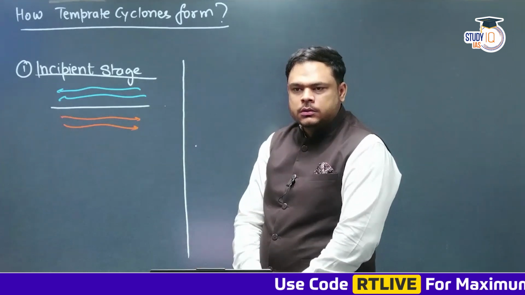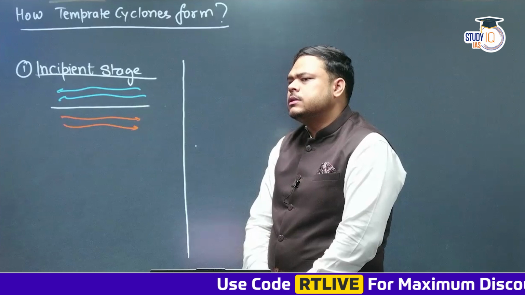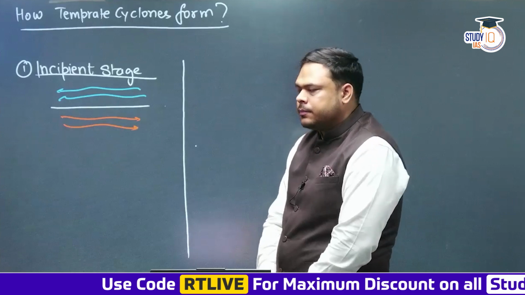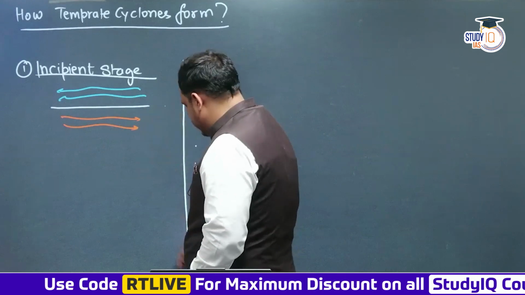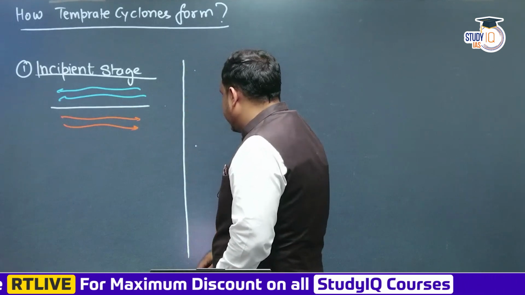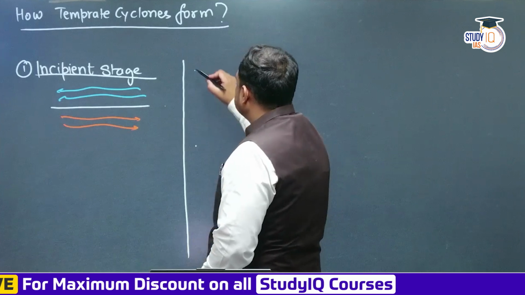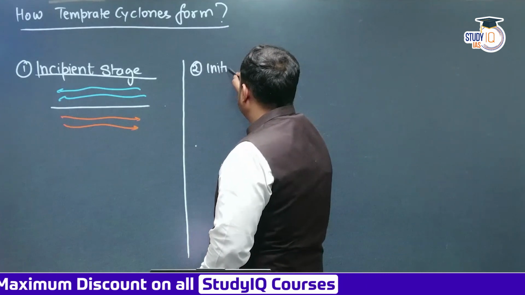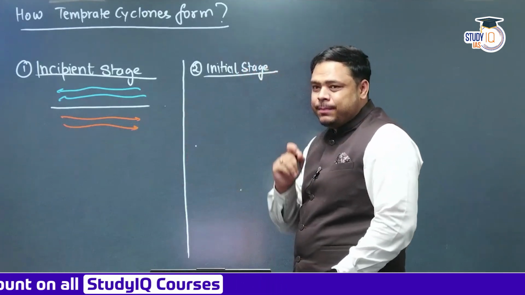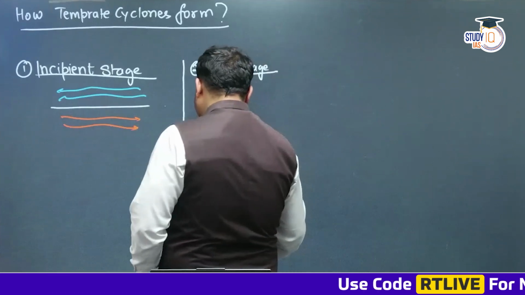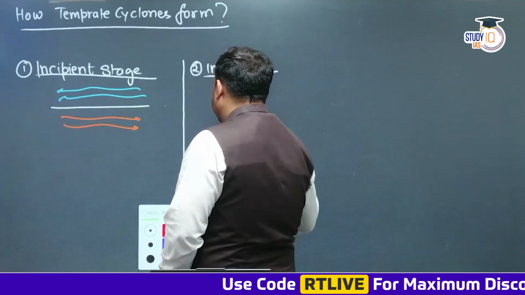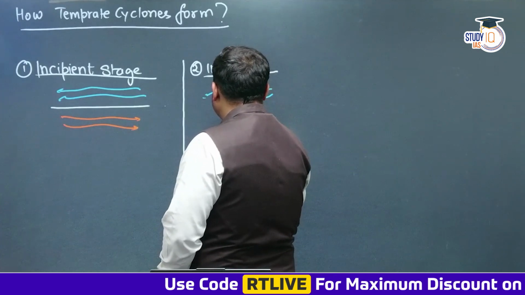Now with time, Coriolis force will be playing some role. And let's assume this is the southern hemisphere. So wind is going to turn towards the left. Now if you take this, then left will be what? Downwards. That is, in the initial stage, the second step is the initial stage. So remember, incipient and initial. Now the wind will start to turn. Why? Because of Coriolis force.